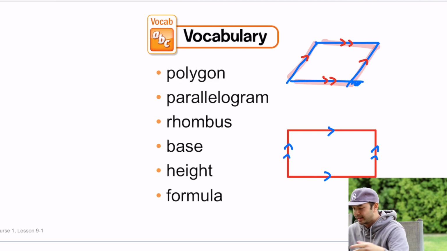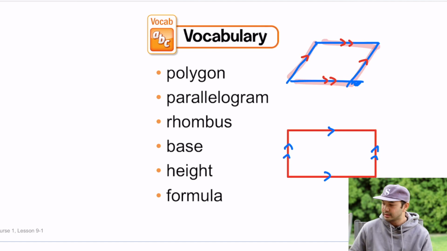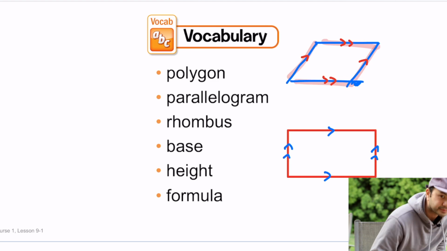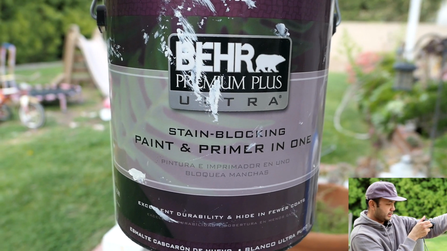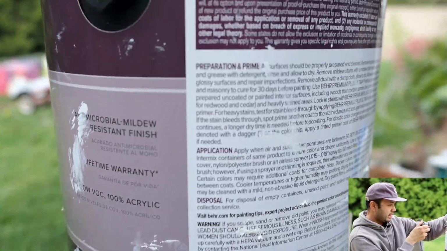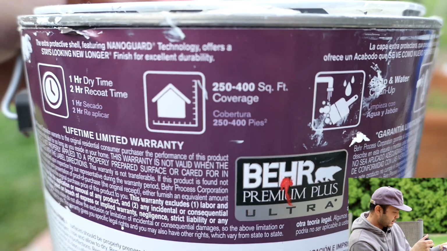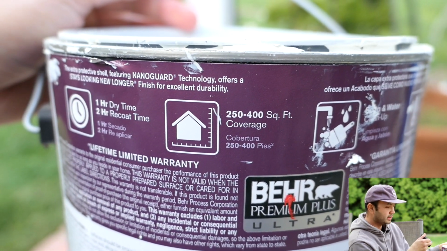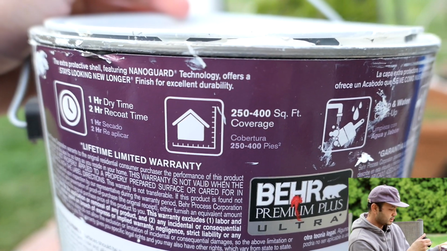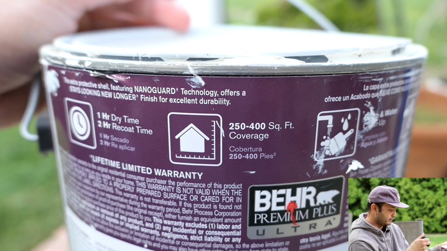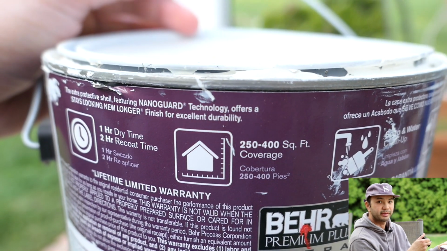So I have some paint here. Let me turn on my camera so I don't have to mess with anything else. I'll put this on automatic. So, good old bucket of paint, Bare Premium Plus all-in-one. On the back, and you're going to see this on most paint cans, it gives you the coverage, the square feet coverage. In this case, it says 250 to 400 square feet of coverage. That's how many square feet you can cover with this gallon of paint.